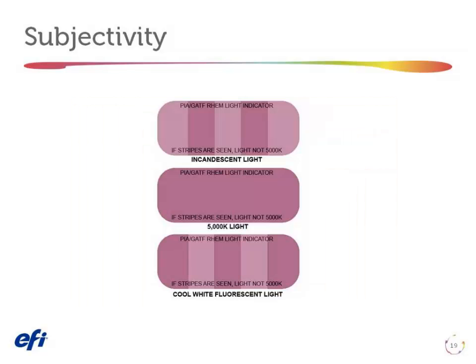This is an example of a REM strip, which I think is probably still available from Printing Industries of America, maybe some other international organizations. This strip shows me when I'm in proper D50 lighting because the stripes disappear as we see in the center here.